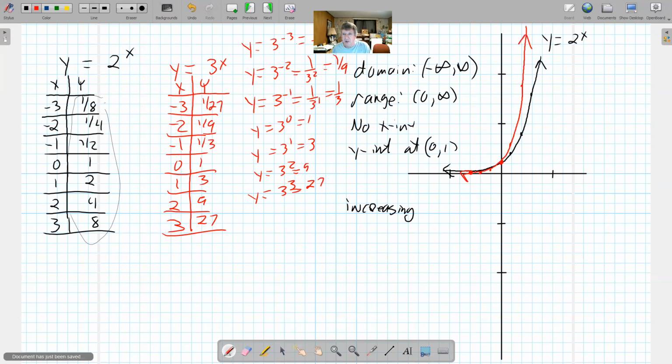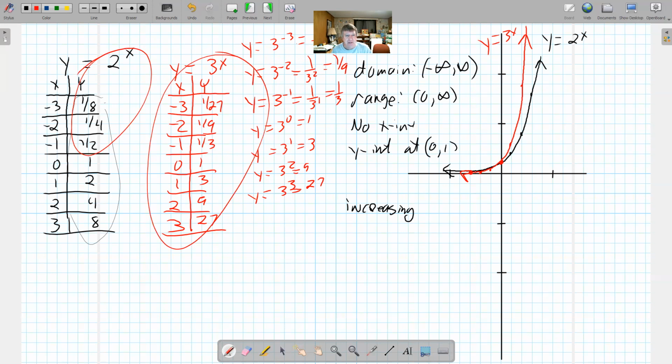So let's look at the characteristics of the red graph. The domain is all real numbers. The range is greater than 0. There are no x-intercepts, and the y-intercept is (0, 1). And it's increasing over its entire domain. Okay, so everything kind of looks the same there, doesn't it? Except it grows faster. These are doubling, these are tripling.